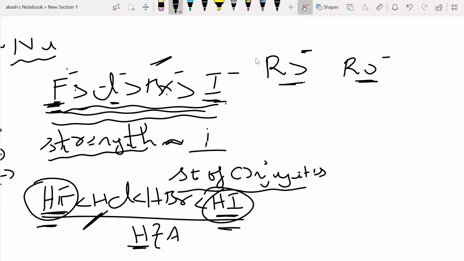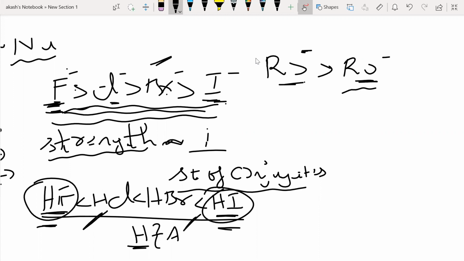Now if you look into the basic strength, I would say that RO minus is a better base, right? That means RO minus should have been the better nucleophile. But what I see in reality, guys, is RS minus is actually a better nucleophile than RO minus. That's what I see in experimental conditions. Again I repeat, RO minus is a better base. Now again, why? If you ask me, you can go for the same conjugate concept.